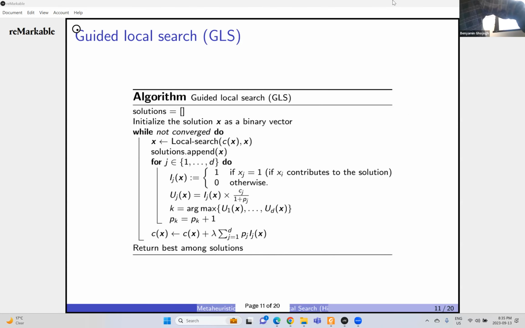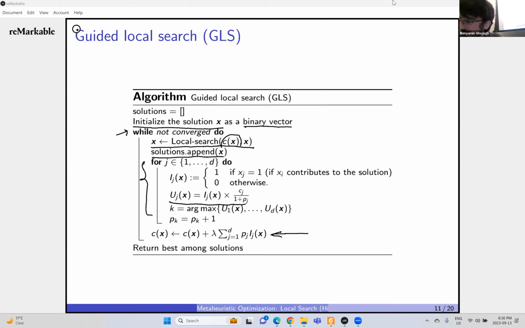So we have to initialize the solution X as a binary vector. If it is not binary, we have to make it binary, or at least behave like a binary. Then we have iterations, do the local search with the cost. Why am I feeding cost to the local search algorithm? Because every time the cost is changed, the cost is the regularized cost every time. Here we are updating the cost to become the regularized cost. And then I append the solution, then I have a for loop. Then for each of the features, I calculate the utility. Then I find the maximum utility.